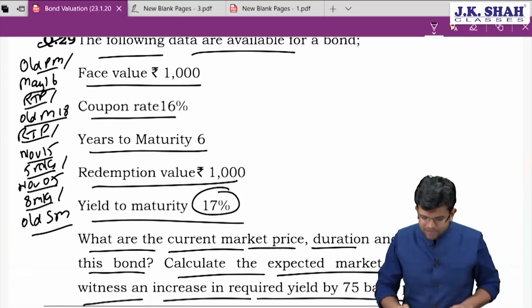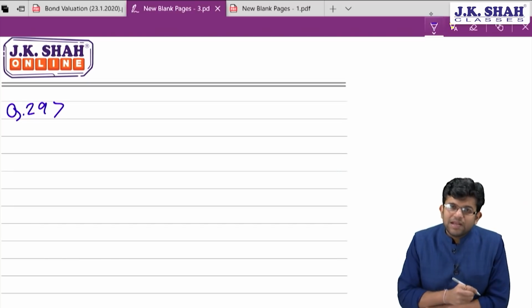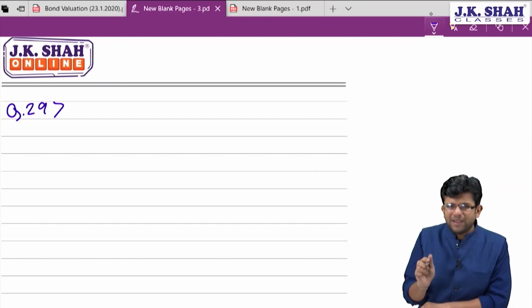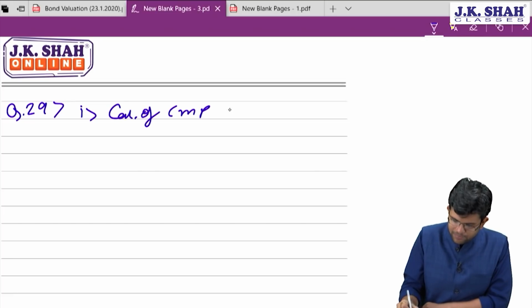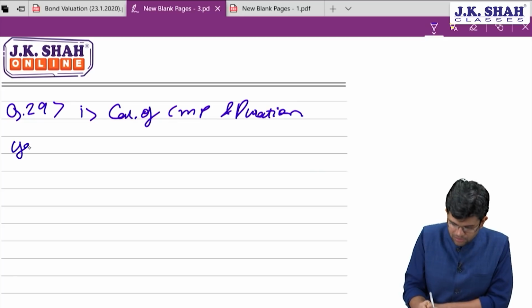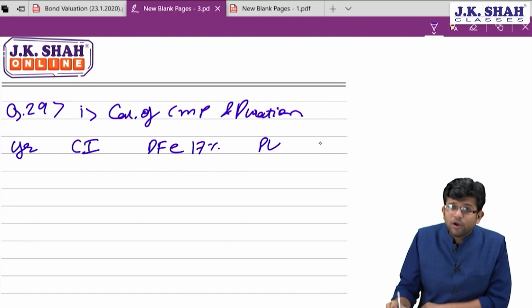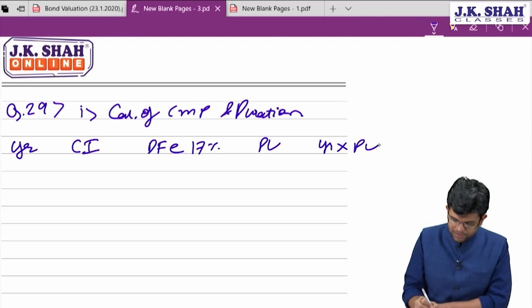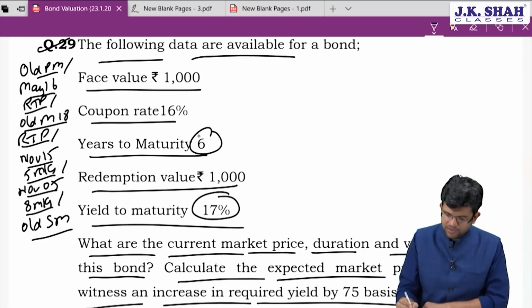Let's start. Very simple. This is, children, question number 29. So let us calculate the current market price and the duration in one table only. Okay, so I'll write down point number 1: calculation of current market price and duration. Okay, so what are the columns? Year, cash inflow, discounting factor at the rate of 17% YTM, present value, correct? And then the last column, year into present value, correct? So 1, 2, 3, 4, 5, 6. Why 6? Because the number of years is 6.